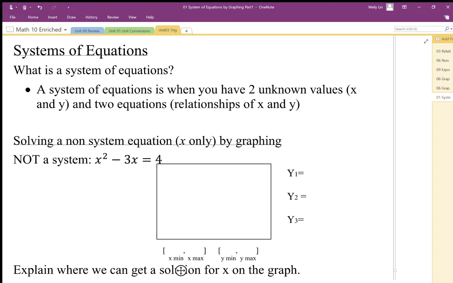What is a system of equations? Well, a system of equations is when you have two unknown values, so two variables x and y, and you have two equations or two relationships in x and y.